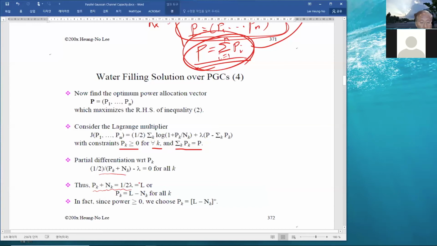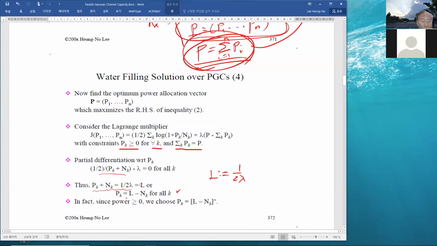And then we are going to let L be defined to be 1 over 2 lambda. So we have pk plus nk is L, and then pk is L minus nk for all k. So we find the pk once we find L. Once we find L, we can find the pk.